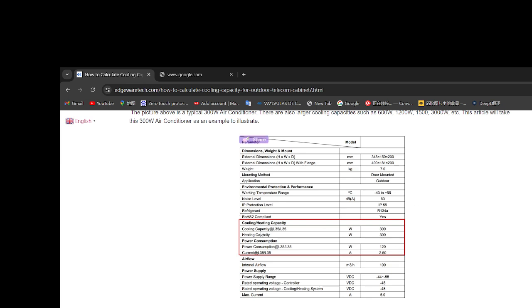Then we can see that the cooling capacity at L35 is 300 watts. That means it can exchange 300 watts of heat from inside the telecom cabinet to the outside of the telecom cabinet. Okay, so this is the concept. Now, there's the L35, which I'll explain later. This is another very important topic.